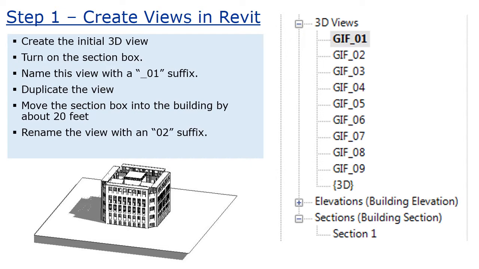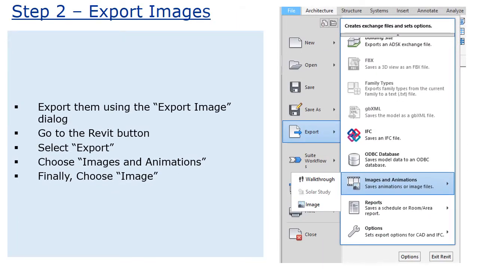Duplicate the view. Move the section box into the building by about 20 feet. Rename the view with an _02 suffix. Step 2. Export images. Now that you have all the images created, export them using the Export Image dialog.